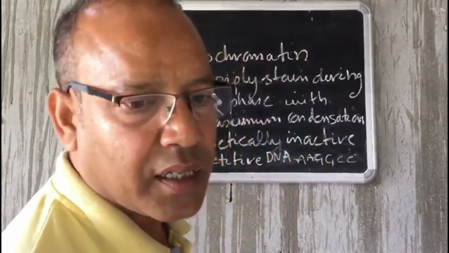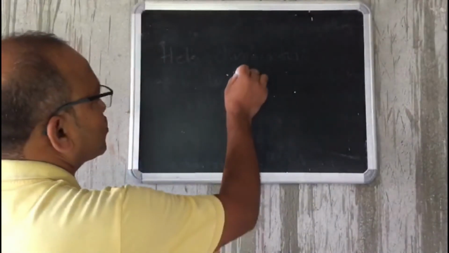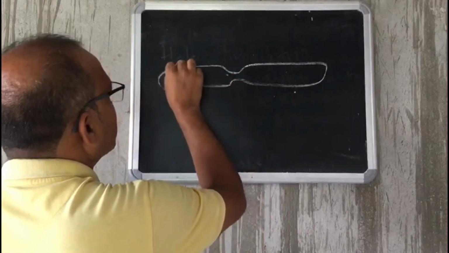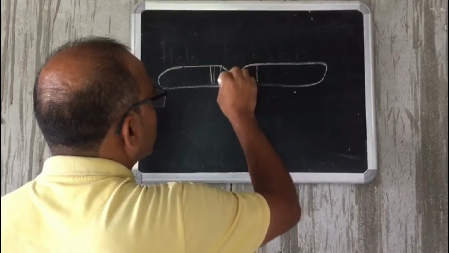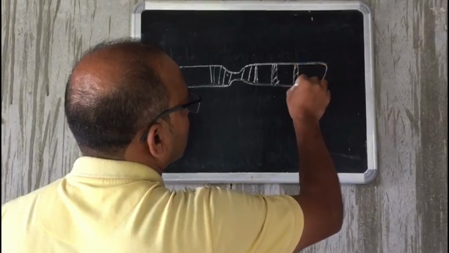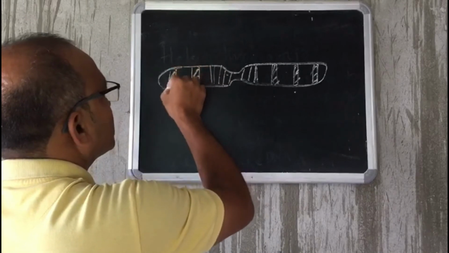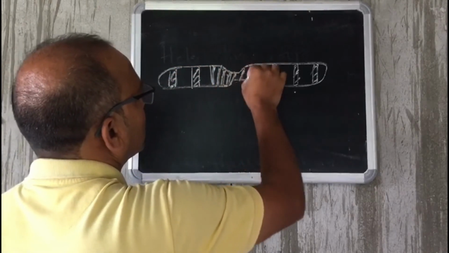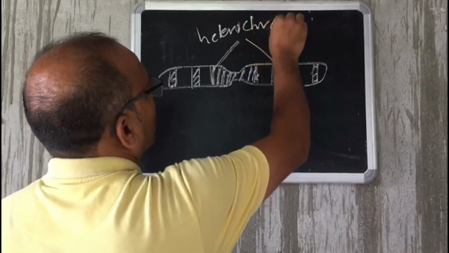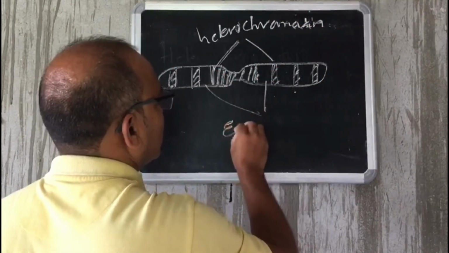The main region where the heterochromatin lies is adjacent to the centromere. If this is the chromosome, then heterochromatin is present in this particular region, maximum in this region, and they show a banded pattern like this. This is the heterochromatin, and these are euchromatin.